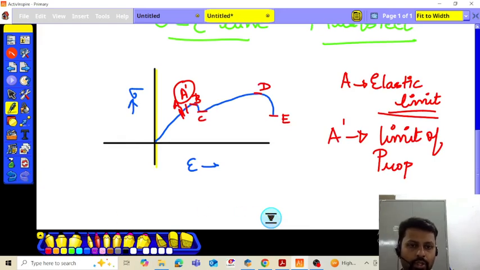Let's talk about the other points, B and C. These are again very important points. These are called upper and lower yield points.